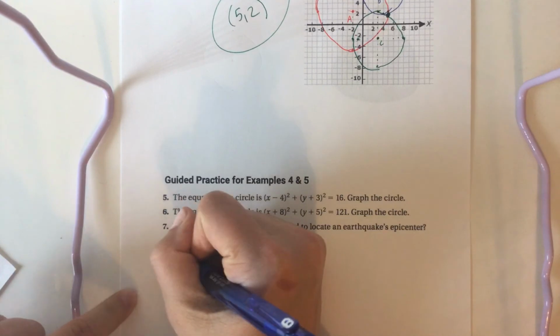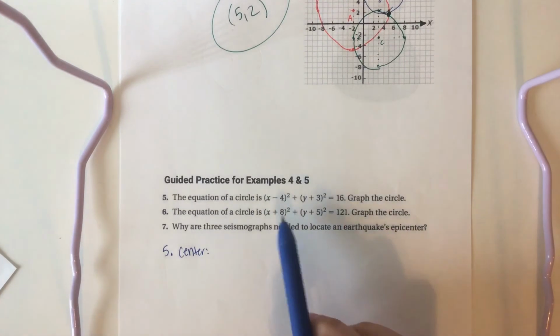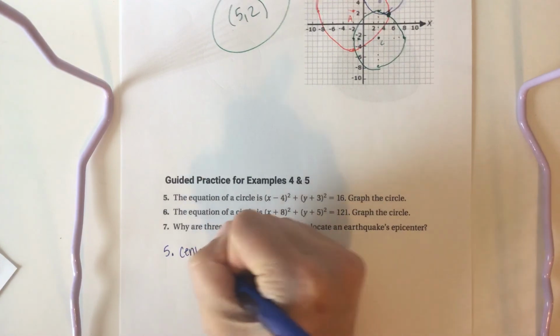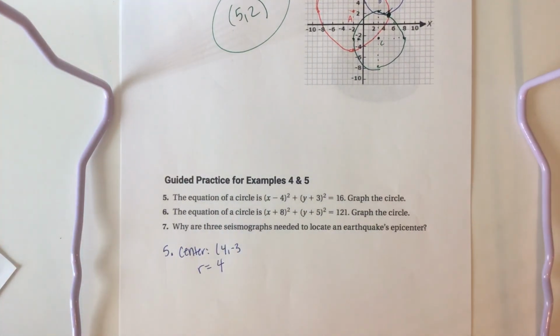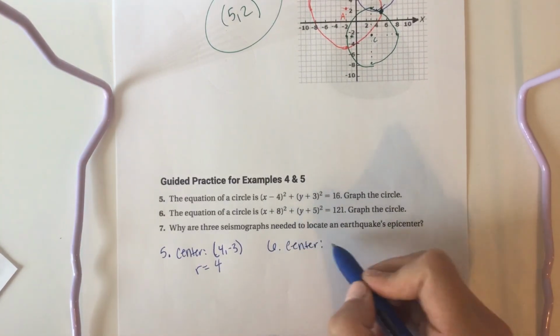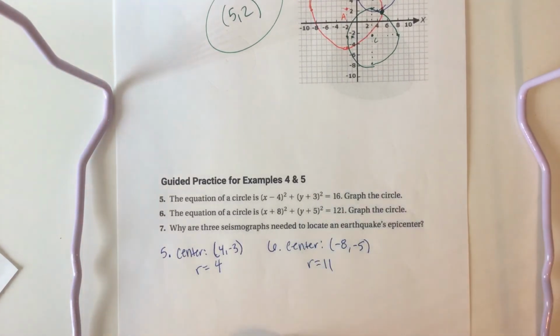Okay, so for number 5, I'm not actually going to graph it, but the center of your circle should be at 4, -3, and it should have a radius of 4. So if you have a sketched graph with the center at 4, -3, radius of 4, you'll be good to go. Number 6, your center should have been at -8, -5, and your radius should be 11. Again, sketch your graph.